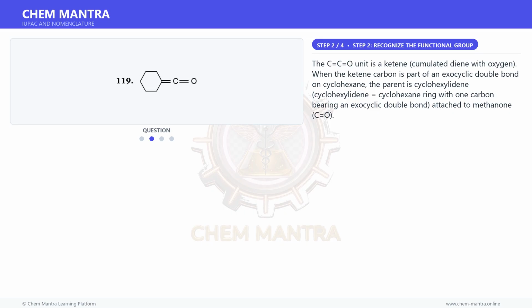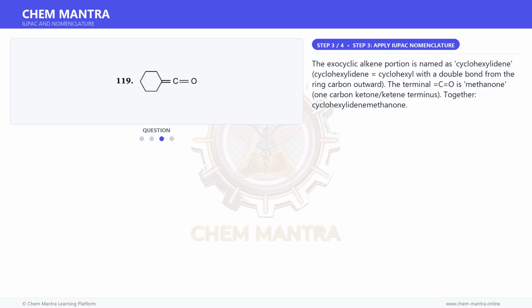The C=C=O unit is a ketene, a cumulated diene with oxygen. When the ketene carbon is part of an exocyclic double bond on cyclohexane, the parent is cyclohexylidene. Cyclohexylidene = cyclohexane ring with one carbon bearing an exocyclic double bond attached to methanone, C=O. Moving on to the next step.